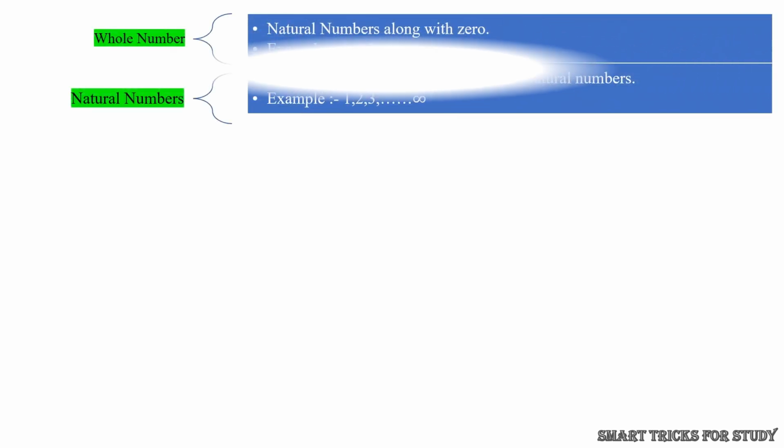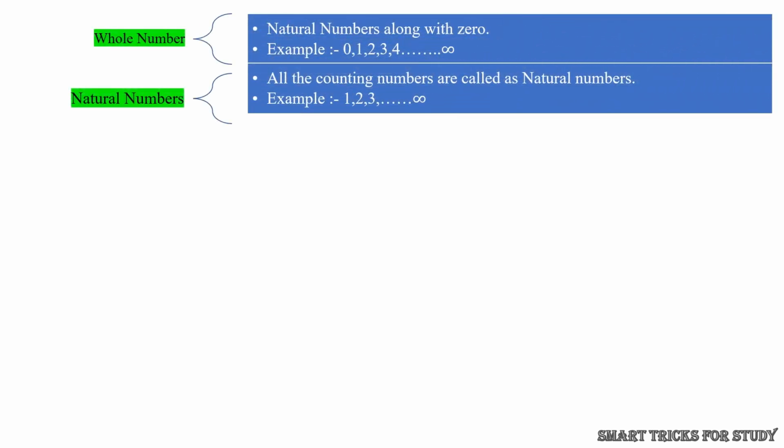Whole number. Natural numbers along with 0. Example, 0, 1, 2, 3, 4 up to infinity. Natural numbers. All the counting numbers are called natural numbers. Example, 1, 2, 3, 4 up to infinity.